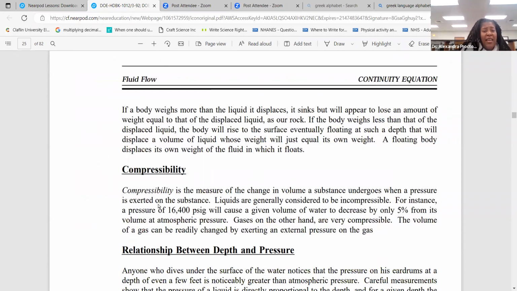So if a body weighs more than the fluid that's displaced, it sinks, but will appear to lose an amount of weight equal to that of the displaced liquid, as our rock.